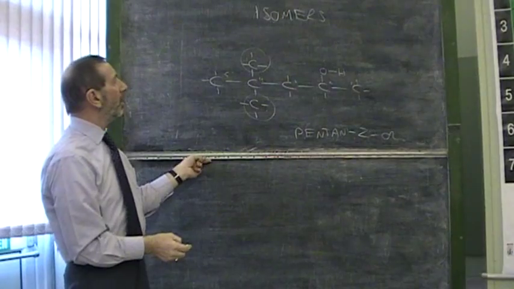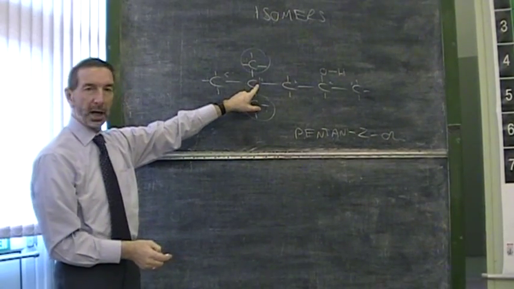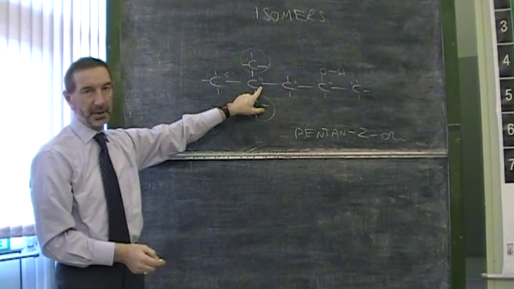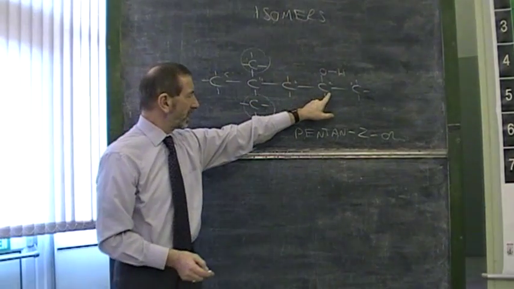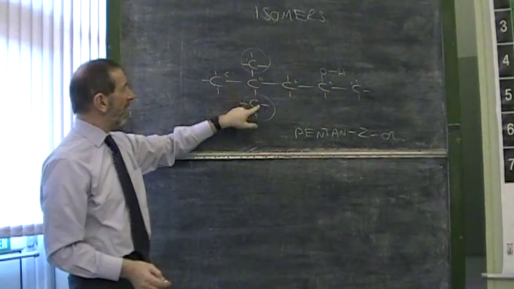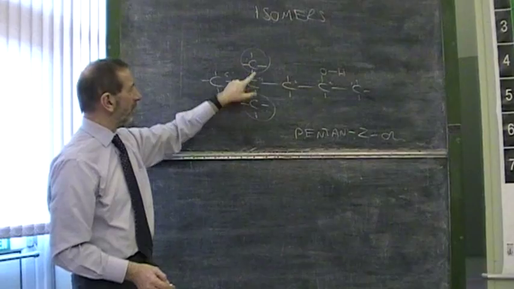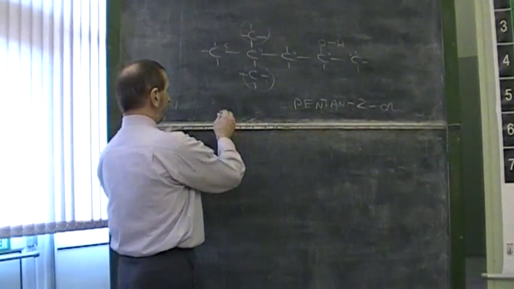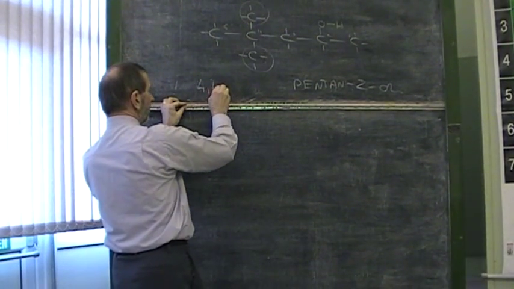Where are they? Well, there's 2 of them, and they're on carbon atom number 4. We can't call this one carbon atom number 2. This one is already carbon atom number 2. Dimethyl. 4,4-dimethyl. Pentan 2-ol. There we have it.